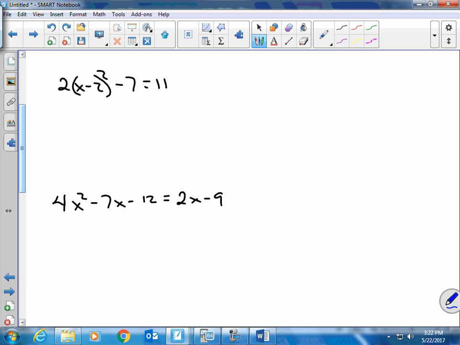When I have one term that has an x in it that's being squared, I simply isolate that squared term. There's no other x's. I can isolate that term, and then I'm going to take the square root. So my first step would be to add 7.